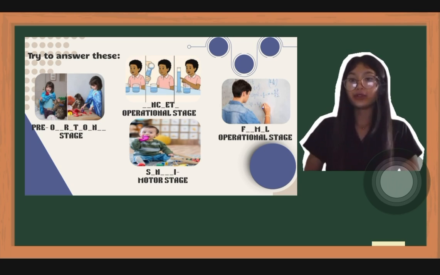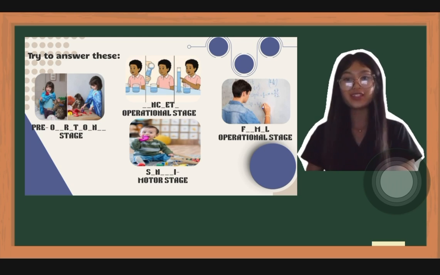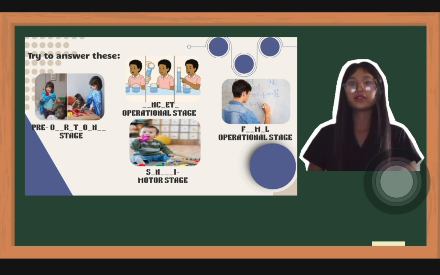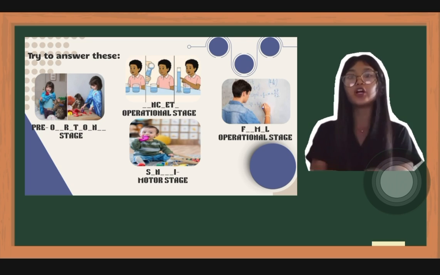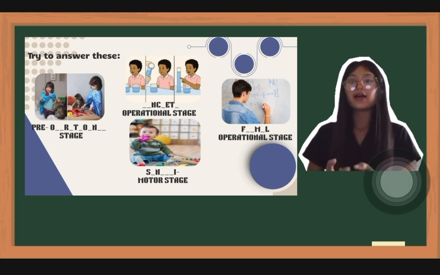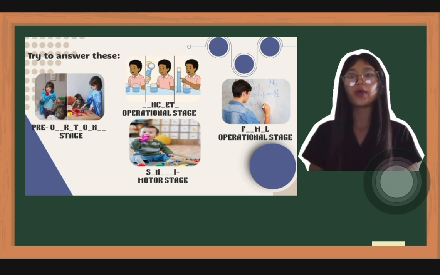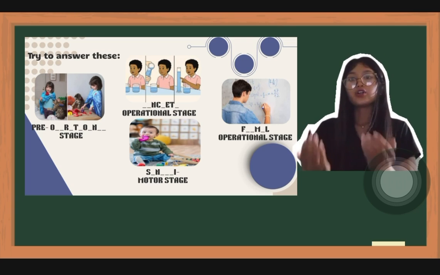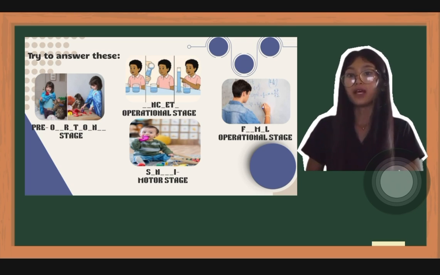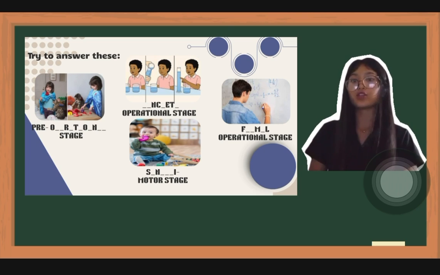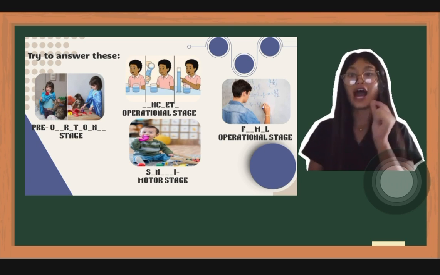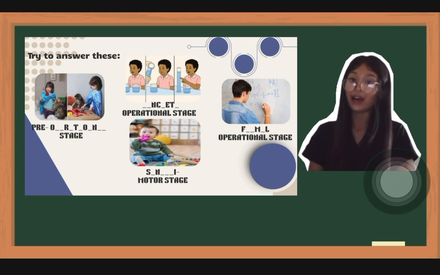Okay, let's take a look at the concrete stage, which is the 7 to 11 years old. What do you see in the picture? Okay, very good insights. In the concrete operational stage, we start building logical foundations, understand that things aren't always as they appear, and use logic to solve real-world problems. So think about a time when you used logic to solve a problem. How did it feel to figure it out?